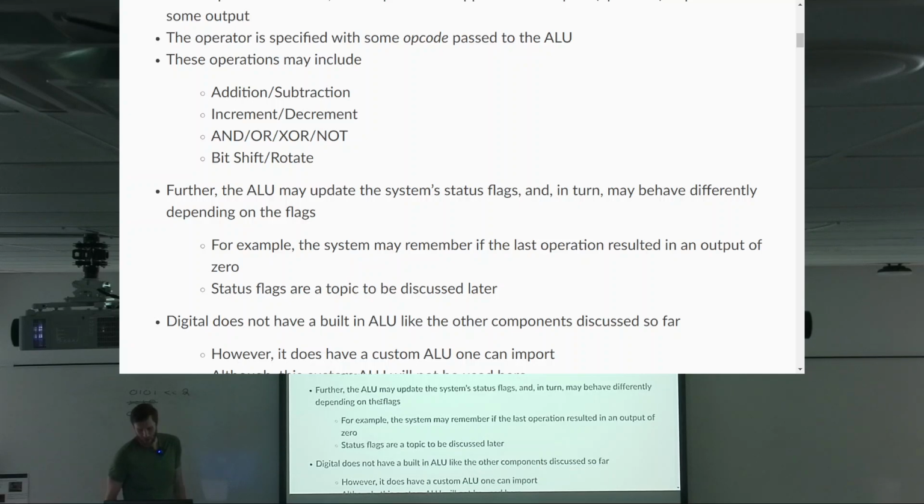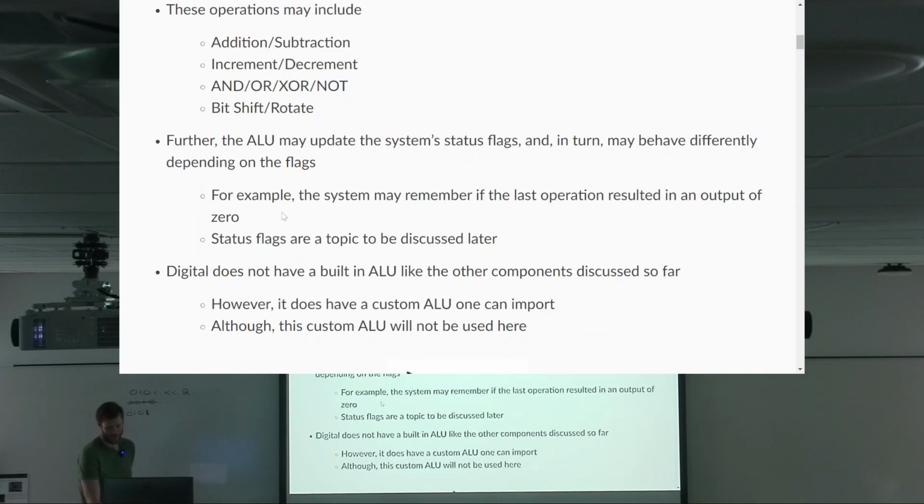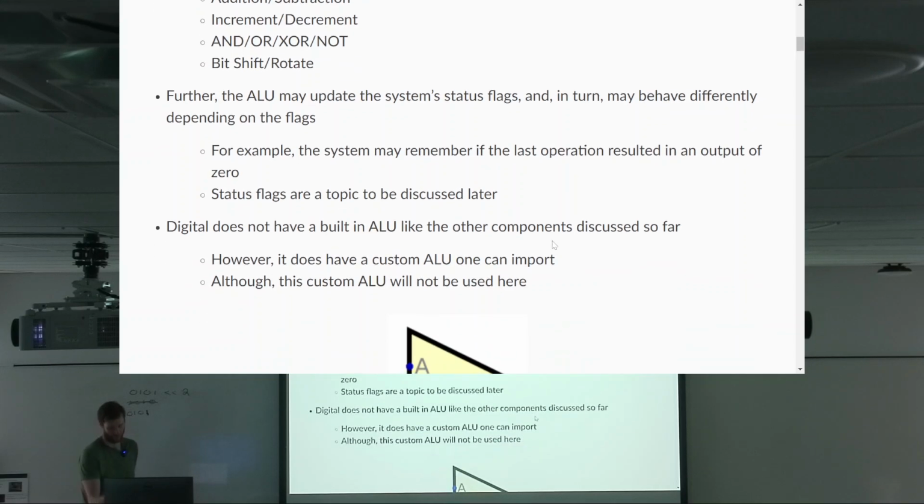All right. The ALU may update the system's status flags, things like, did my operation do something noteworthy that I might want to keep track of later? By the way, these status flags are very important, but we'll talk about them a little later in the course. For example, the system may remember the last operation outputted 0. The status flags are a topic for later.